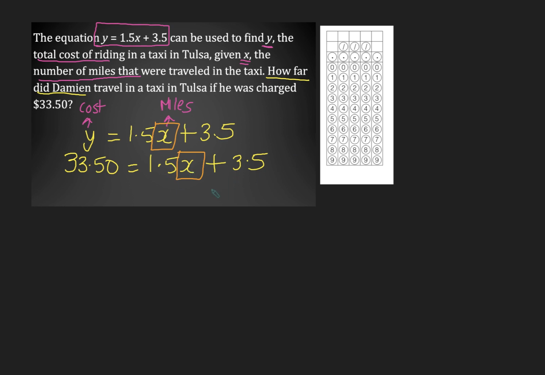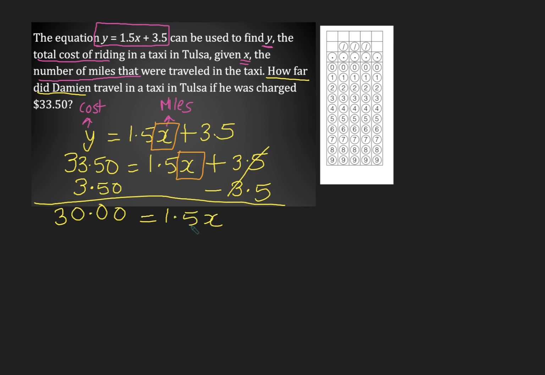So solving for x, I'm going to subtract 3.5 from both sides, and because they're decimals, remember we have to line them up under each other by the decimal point. That's canceled. Again, this is a lovely subtraction. 0, 0, decimal point, 0, 3. When you take $3.50 from $33.50, it's just $30. Equals to 1.5x. Solving for x, we would have to divide both sides by 1.5.